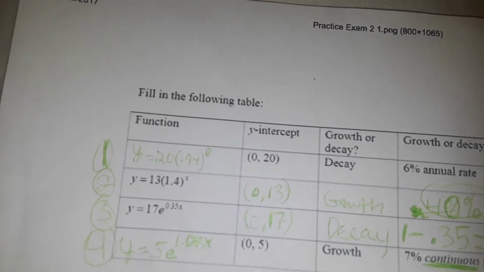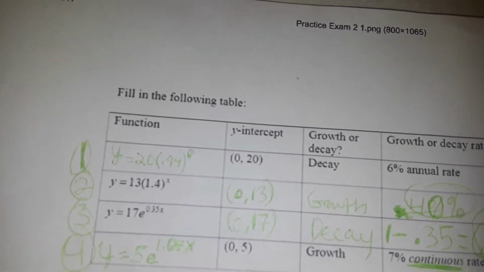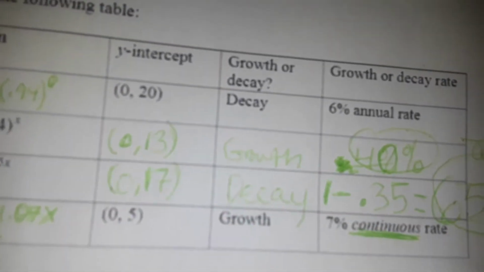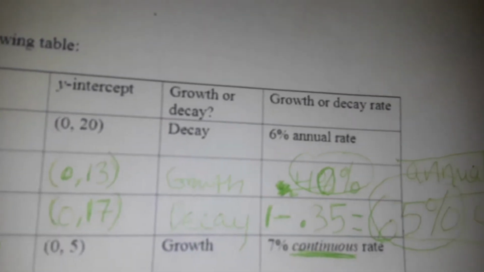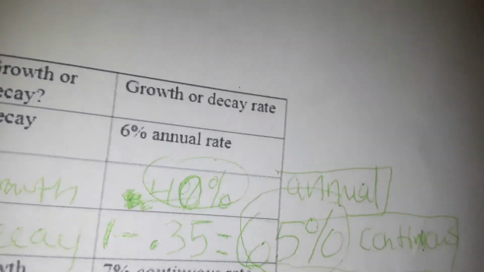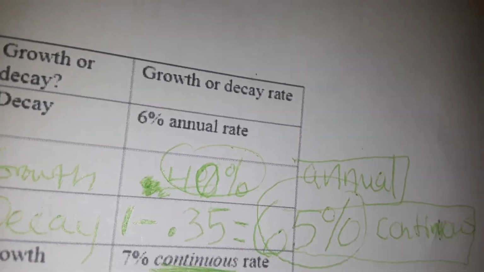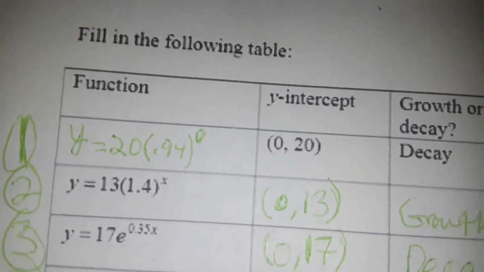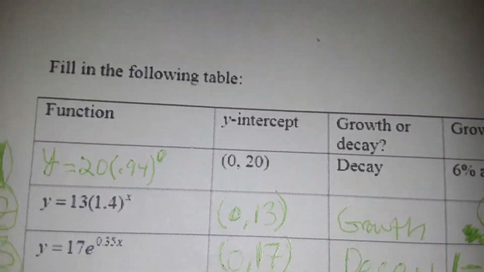We then have number 2, which tells us only the function. Now, because we know a is also the y-intercept, we can say 0, 13. We know it is growth because within the parentheses there we have a number larger than 1, which happens to be 40% larger than 1, and it is annual because it is not e. It's not continuous.